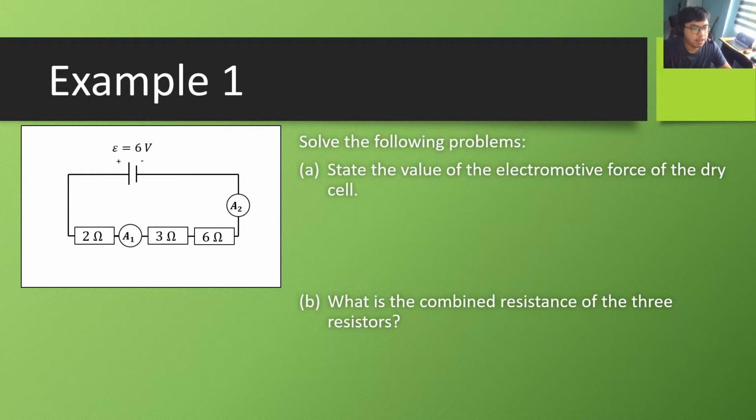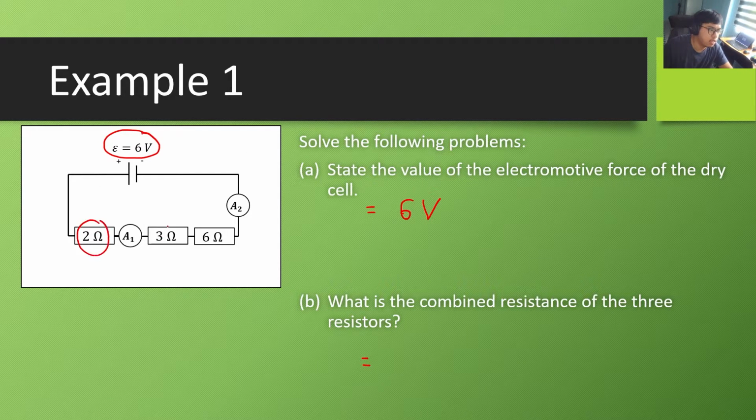A. State the value of the electromotive force of the dry cell. So what is the EMF of the dry cell? Let's quickly look at our diagram. The EMF is 6 volts. Very easy. B. What is the combined resistance of the 3 resistors?